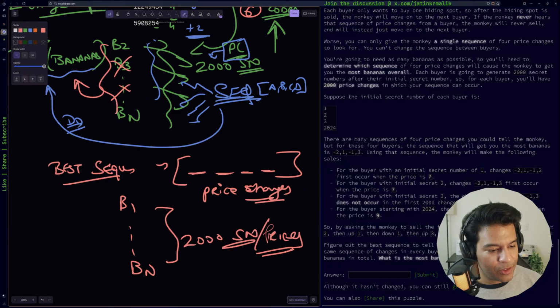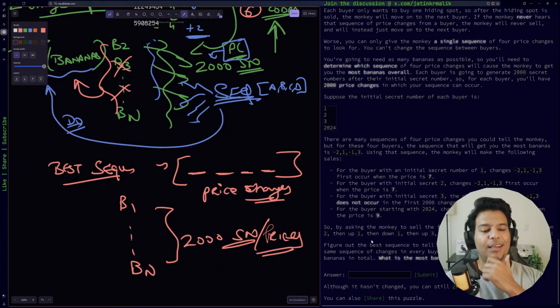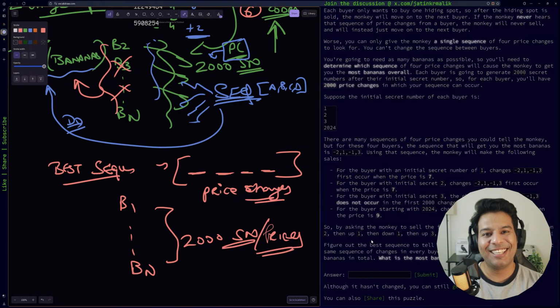And yeah, by sequence to tell the monkey, looking for the same sequence of changes, what you can get, what is the most number of bananas you can buy. Very fascinating. Although it hasn't changed, the puzzle input is still the same, of course. Nice. I think this is a very, very interesting problem. This is very impressive and it builds very nicely on top of our part 1.